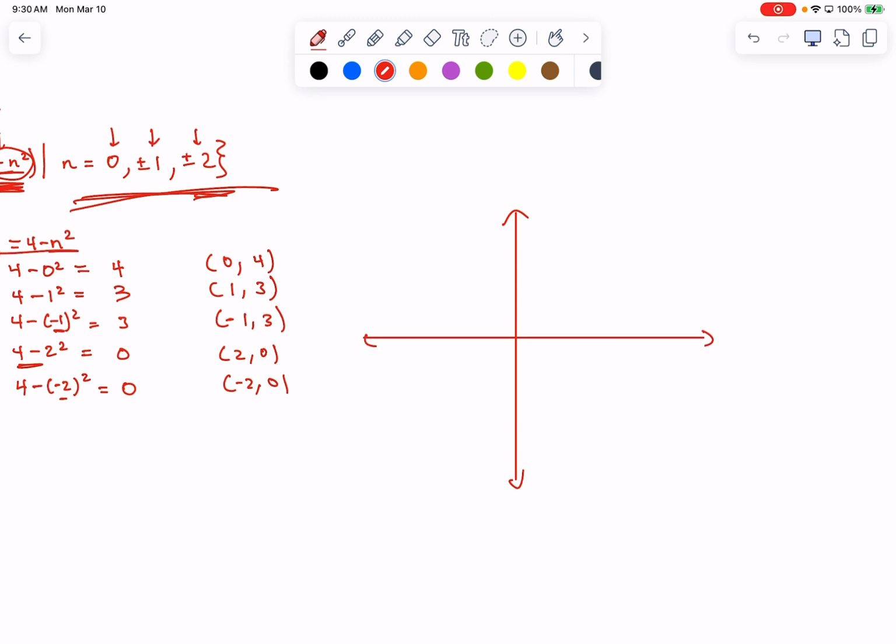You just plot points. So you got 0, 4, 1, 2, 3. You don't even connect them. It's not a continuous function. You got 1, 3, 1, and negative 1, 3. And then you get 2, 0, and negative 2, 0. And that's it. You just plot those 5 points. They just want you to plot those specific 5 points.